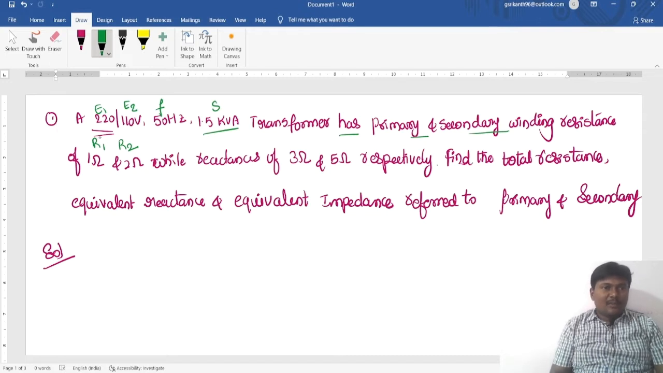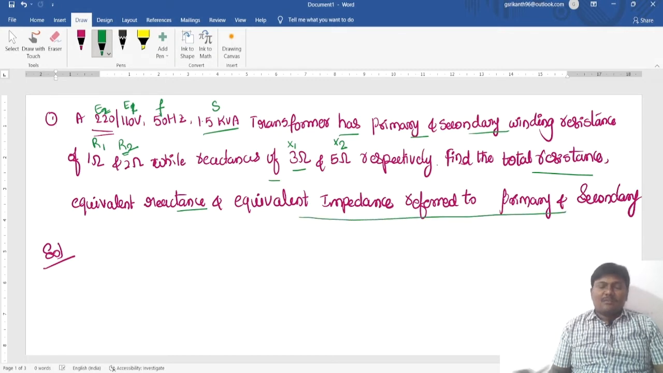See, for this problem, as we discussed so many times, high voltage winding has high resistance. So that's why this is E2 and this one is E1. High voltage winding has high resistance, low voltage winding has low resistance. While the reactances are X1 is 3 ohms and X2 is 5 ohms. Find the total resistance, equivalent reactance, and equivalent impedance referred to primary and secondary.